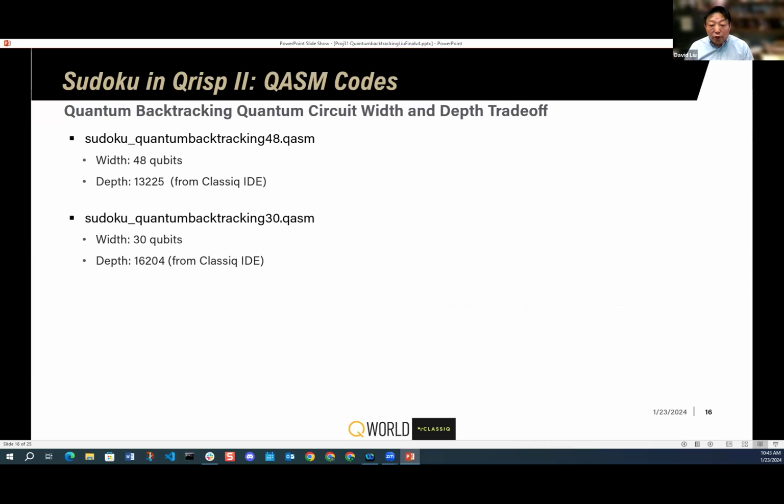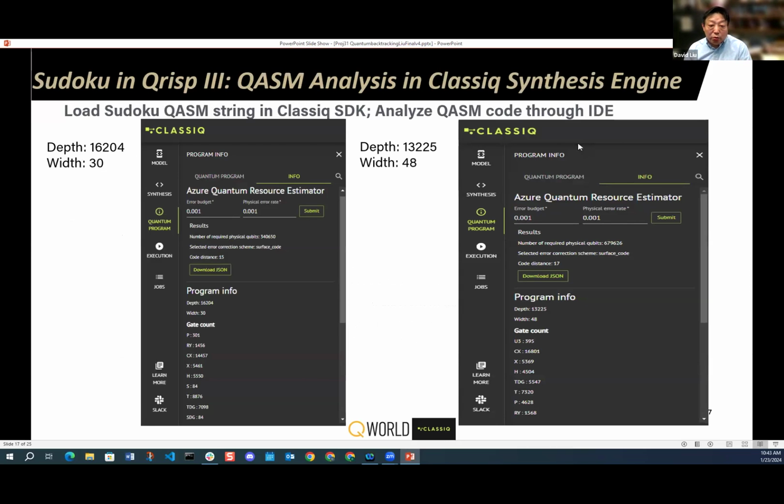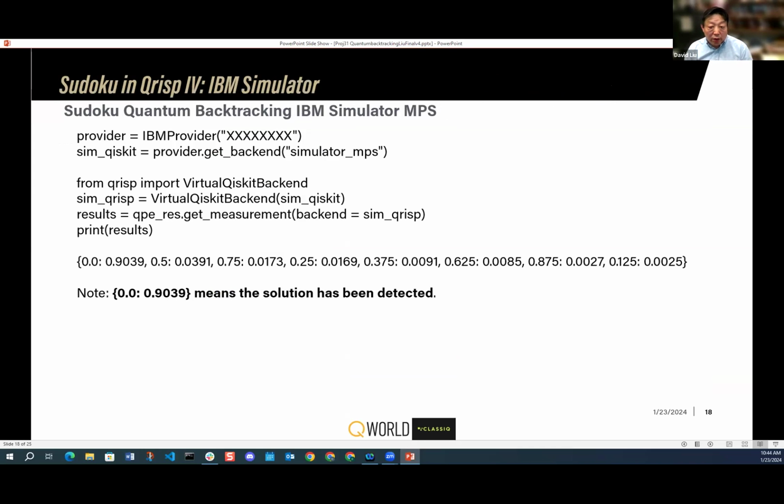And here is the way we try to figure out the trade-off. You either have 40 qubits with a short depth, or if you have 30 qubits, you have a really high depth. How much depth are you going to solve with? That's a different choice here. So imagine you can have 30 qubits, with longer depth. We use Classiq to synthesize the solution and see how much depth you're going to have, and we also use IBM MPS from Classiq to run the solution. So we solve the problem using IBM MPS, and we found a solution here.